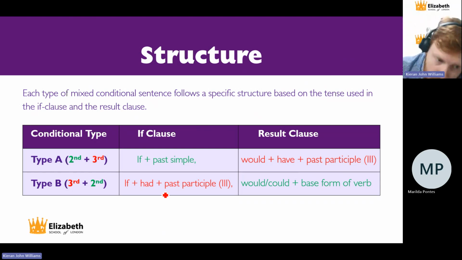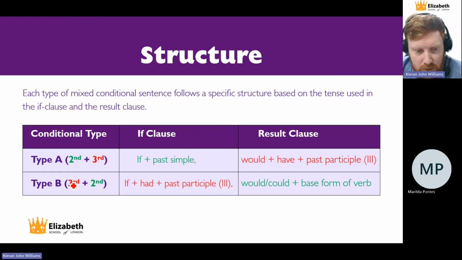Okay, so that's a mixture of second and third, the first part of second conditional and the second part of a third conditional. The type B conditional sentence is the opposite way round. It talks about something different in the past, third conditional, and the result in the present, second conditional. So the first part of the sentence is in third conditional, and the second part of the sentence is in second conditional. So that means you need to use if plus had plus the past participle, the third form, and then would or could plus the base form of the verb. Okay, so we will repeat this later on to remember them, but that is basically the formula for each type of sentence.